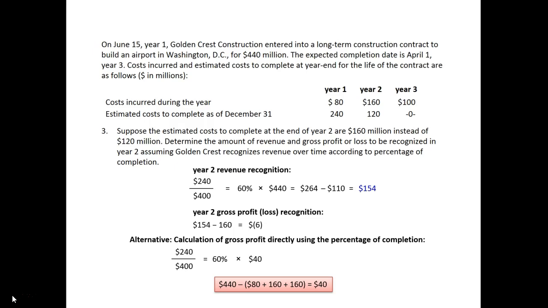The entire calculation of profit of the $240 million in year 2 divided by the $400 is 60%, times $40 million. So basically what we're doing here is showing the breakdown of the revenue recognition.